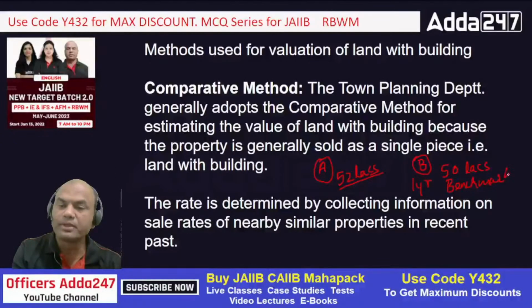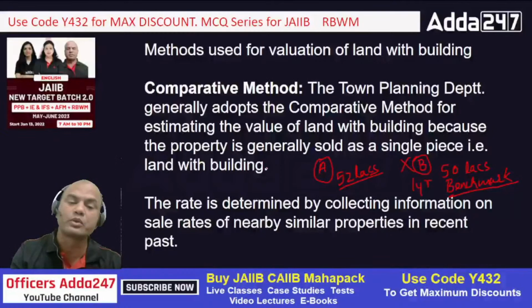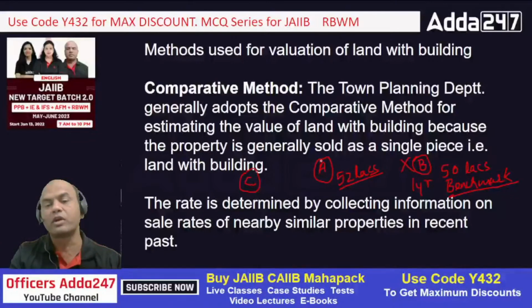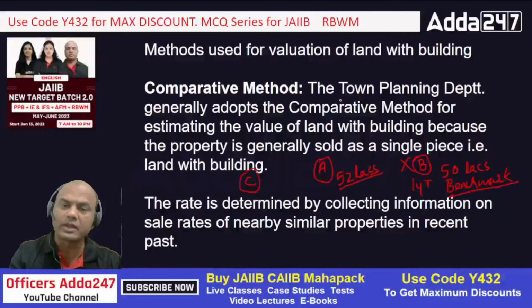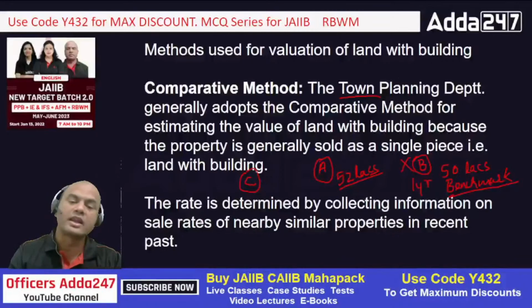Okay, benchmark. Now what happens? See here, this was last year. Imagine house A gets sold this year. Then A becomes the benchmark, and B is removed as the benchmark. Now A becomes the benchmark. If tomorrow, after 2 years, C is to be sold, the town planning department will check at what rate A was sold. Not only the town planning department, even the bank's valuers will check through the same angle. So the rate is determined by collecting information on the sale rates of nearby similar properties in the recent past, isn't it? What was sold in the recent past.